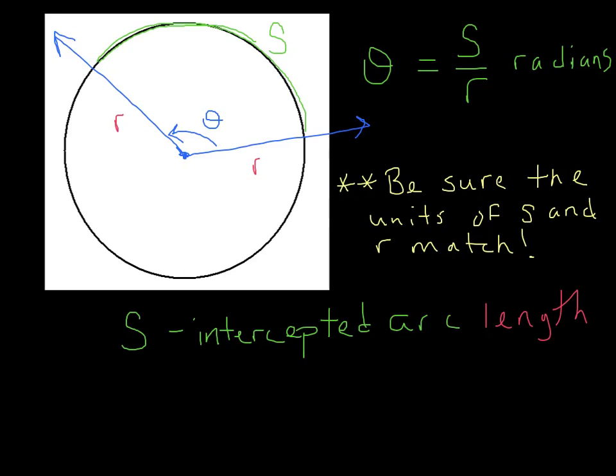Okay? So for example, if we say that our arc length S is 2r, then when we have theta equals S over R, that becomes 2R over R, and theta would be 2 radians. Okay? So when the arc length is twice the length of the radius, we'd say that the measure of the central angle theta has a measurement of 2 radians. Okay? If it were 3R, then we'd say it would be 3 radians.